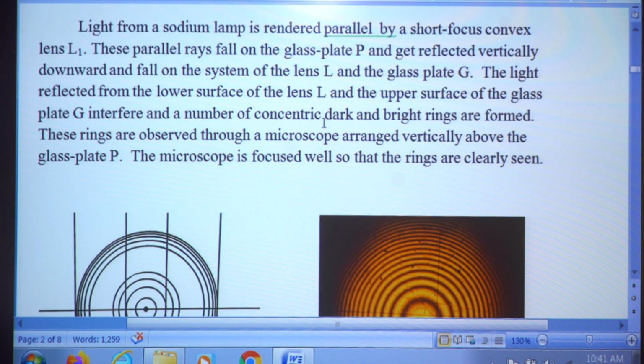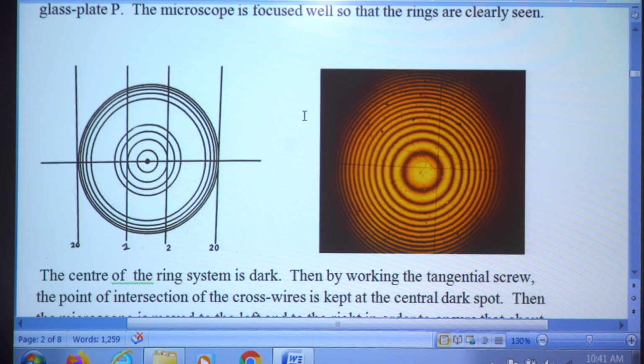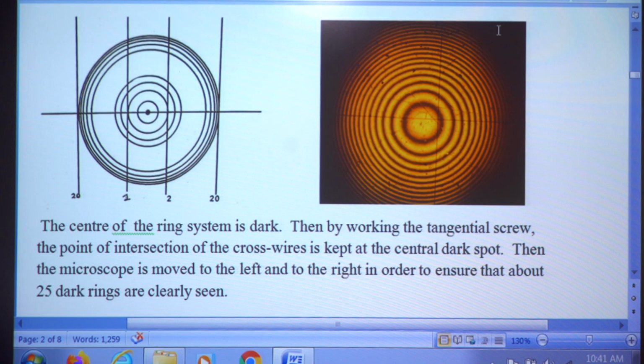Now when we observe the rings, we can observe a pattern like this, which is usually what we obtain. The center spot is supposed to be perfectly dark. Sometimes we are missing the center spot, and the center spot appears bright. Then we can see a number of rings.